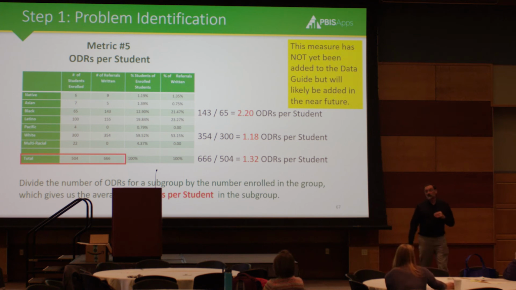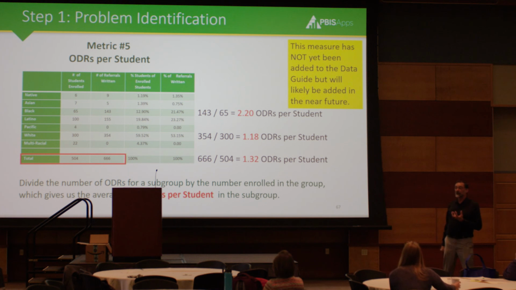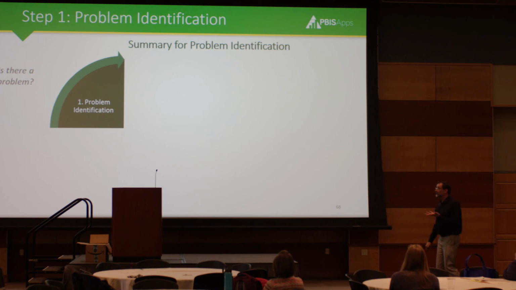You can look at that and say 1.32 referrals per student is too high. We want to make a goal to say we want that lower, and we want anything above that number to come down as well. We don't want the other ones to come up.